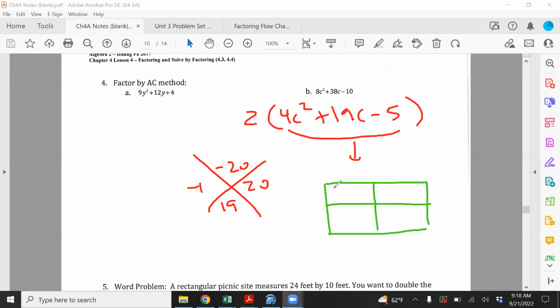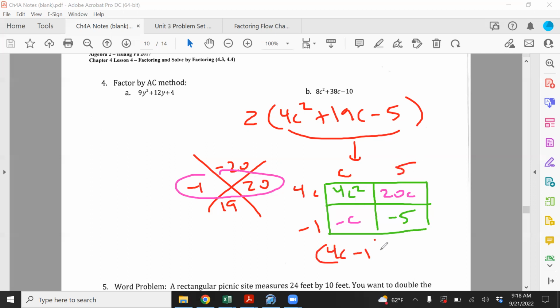So hold on, we're almost done. You have 4c squared here and negative 5. And then I'm going to put negative c and 20c, because remember, we split the middle term. Now, what can you factor on the first row? 4. How about the second row? Negative 1. How about the first column? Just c. And the last column? 5. So 4c minus 1, c plus 5, and you have 2 on the outside.